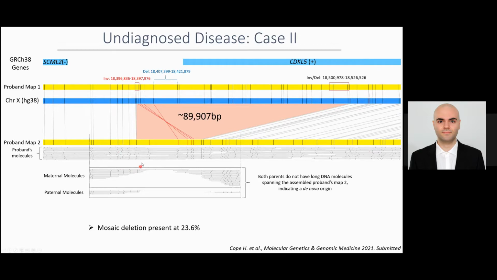So what you see here are the molecules that are used to assemble this map 2 that carries the deletion and an inversion. And we see that none of the parental molecules, including the maternal molecules and paternal molecules, are able to align, indicating the de novo origin. There is a total of approximately 23-24% of the molecules from the total number of molecules in the program that support this, indicating that approximately 24% of the cells are carrying this complex rearrangement.